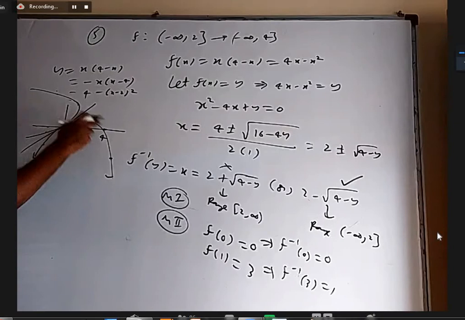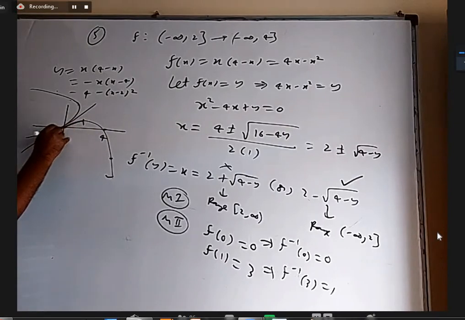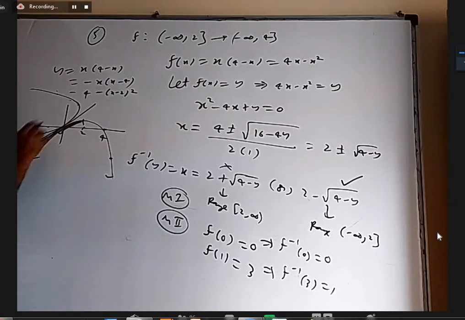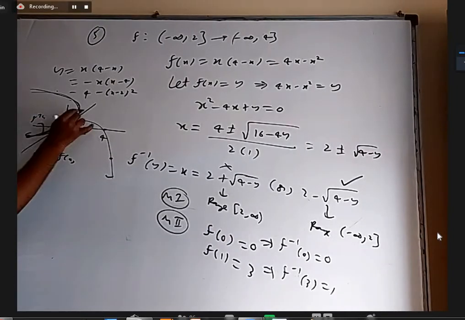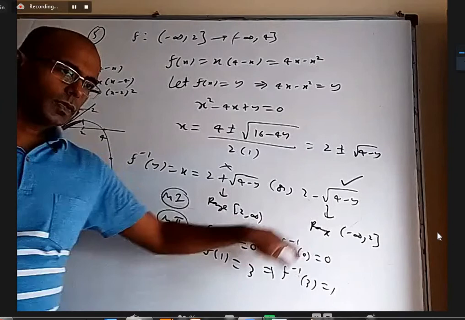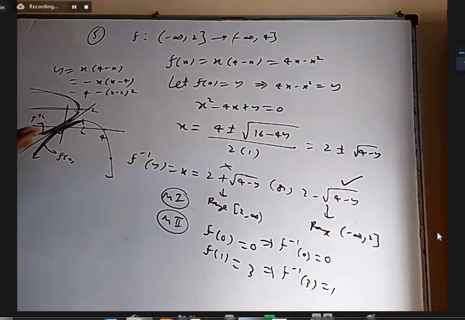But our graph is not a full parabola, only this piece, because our domain is only minus infinity to 2. And for this piece, the mirror image is only this piece, not this one. Okay, so this is our f of x. This will be our f inverse x. Actually, this is 2 plus something, this is 2 minus something. Those are these two. And we want the down one, so that is 2 minus.